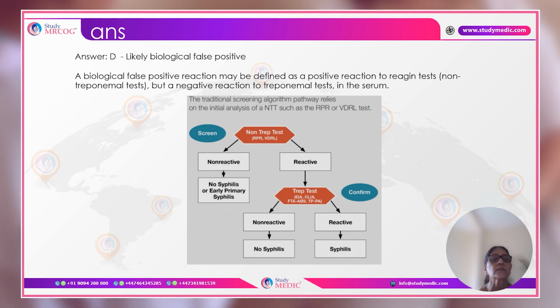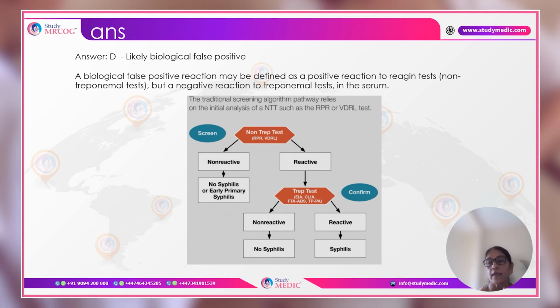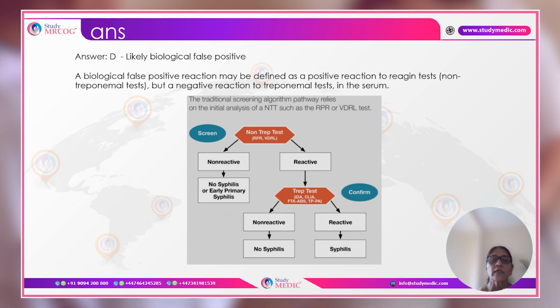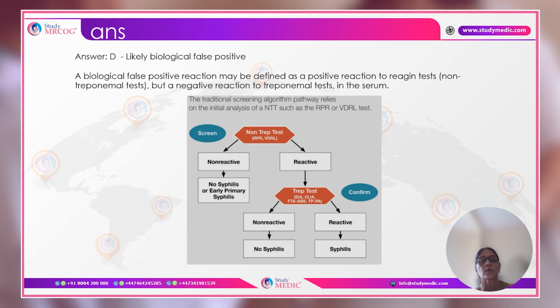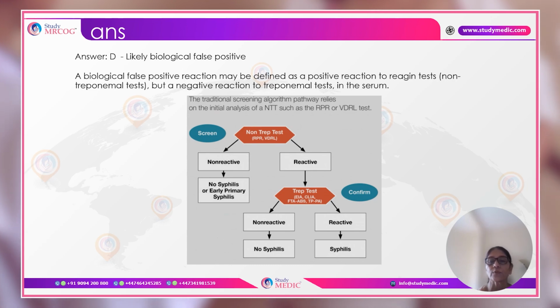That means it is a non-treponemal test. So here VDRL, we know it is a non-treponemal test, so that is positive. But you have a negative reaction to specific treponemal tests, so TPPA or FTA ABS, these are the treponemal tests. Now whenever a non-treponemal test is positive but a specific treponemal test is negative, it is likely a biologically false positive and the woman does not have infection with treponema, or she is negative for syphilis.